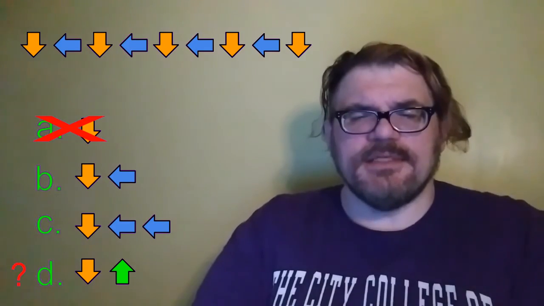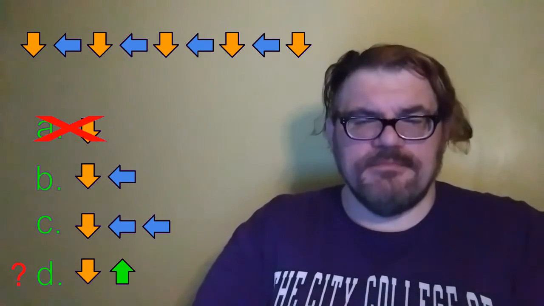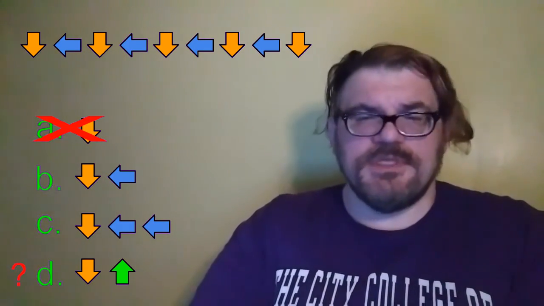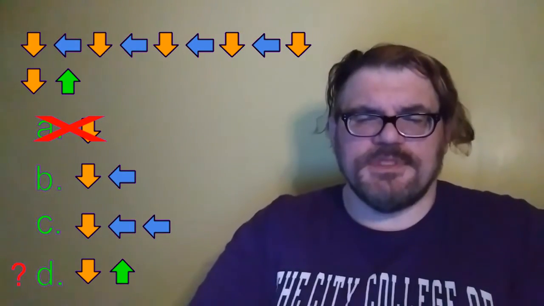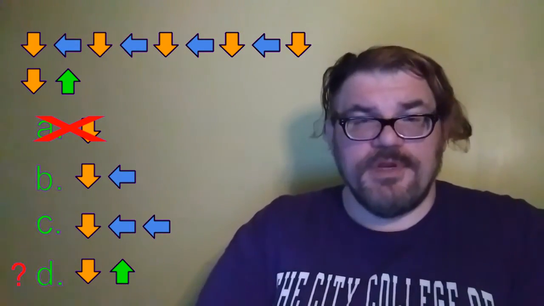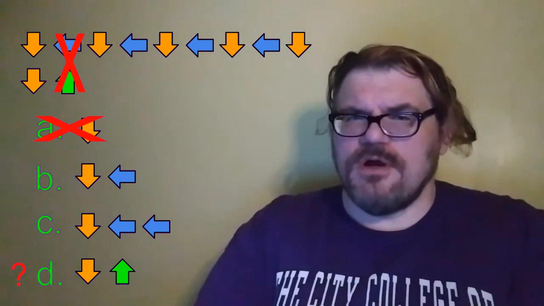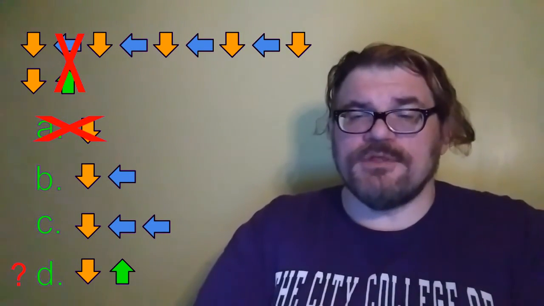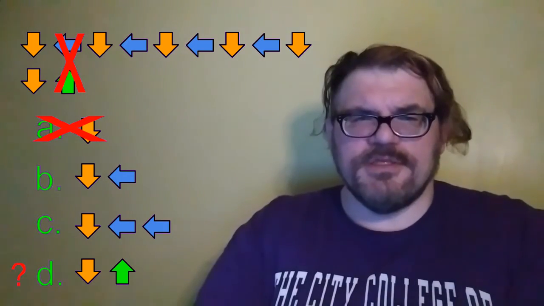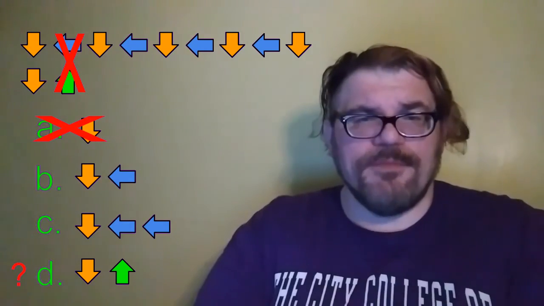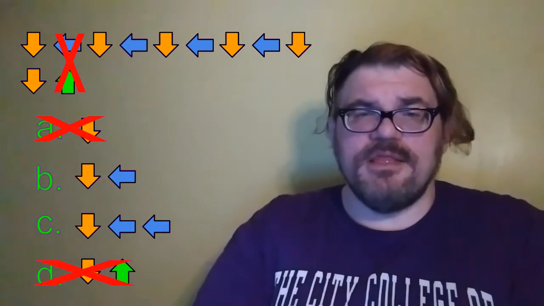Let's take a look at D. Does this match? This is the down arrow and an up green arrow. Nope. What's wrong? The orange down arrow matches, but there is no green up arrow in this. So that can't be our pattern, right? Because it's not in there.